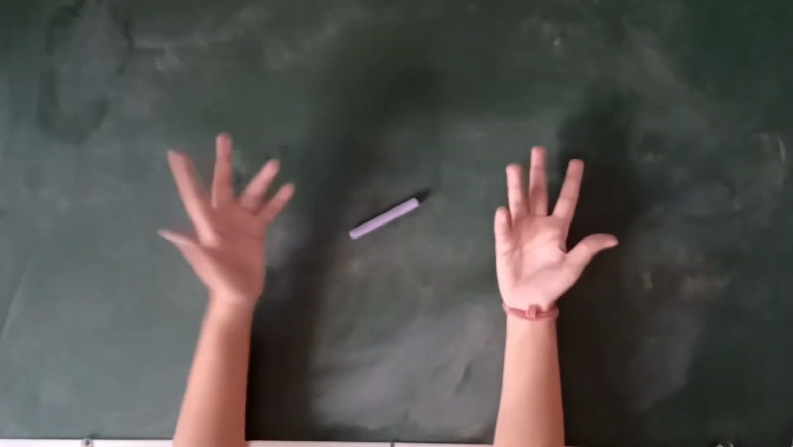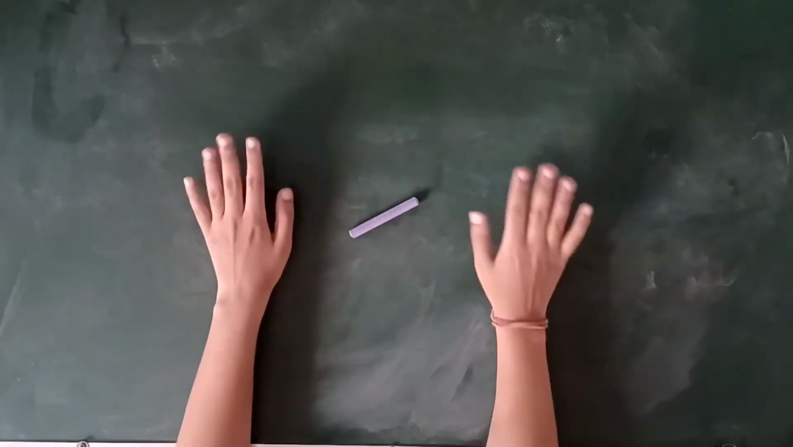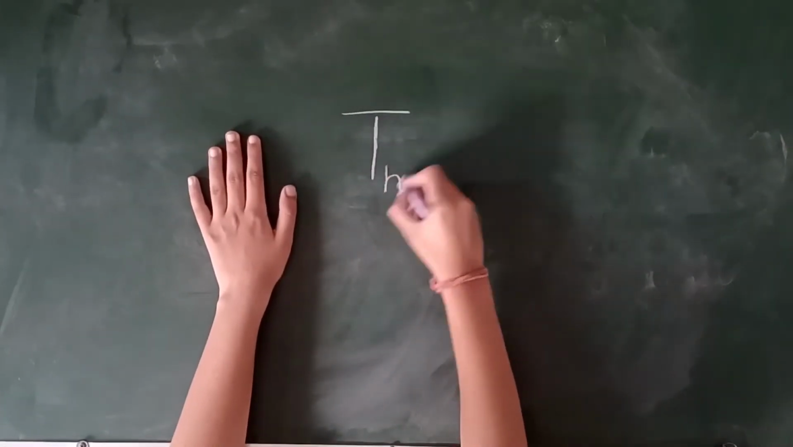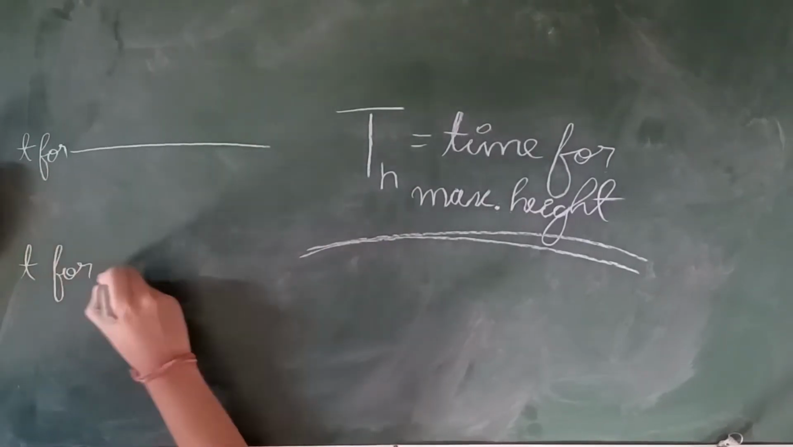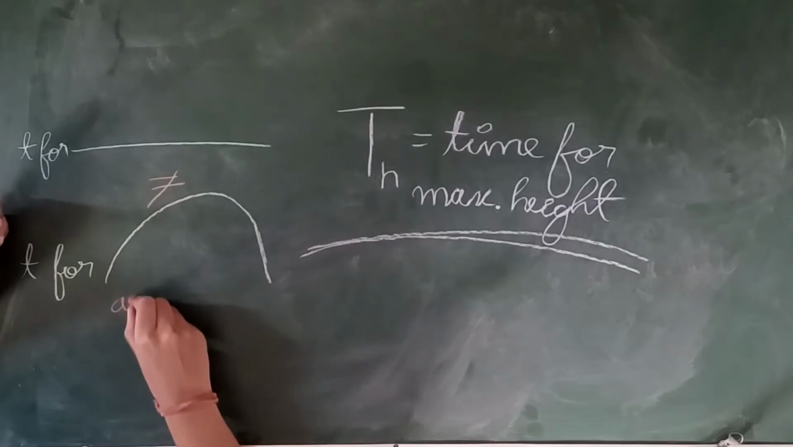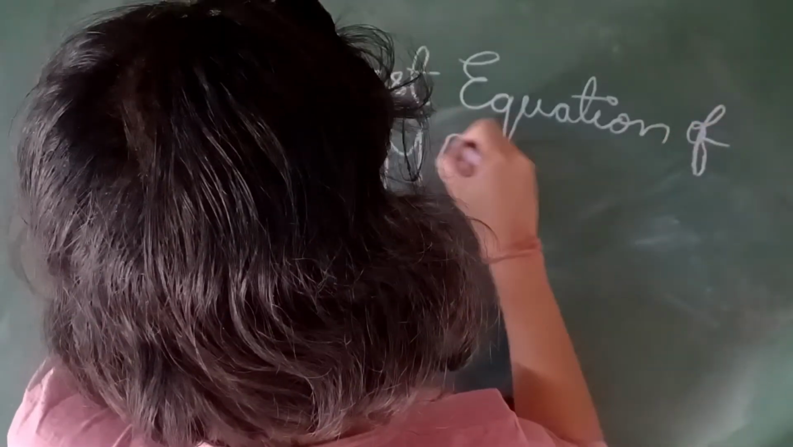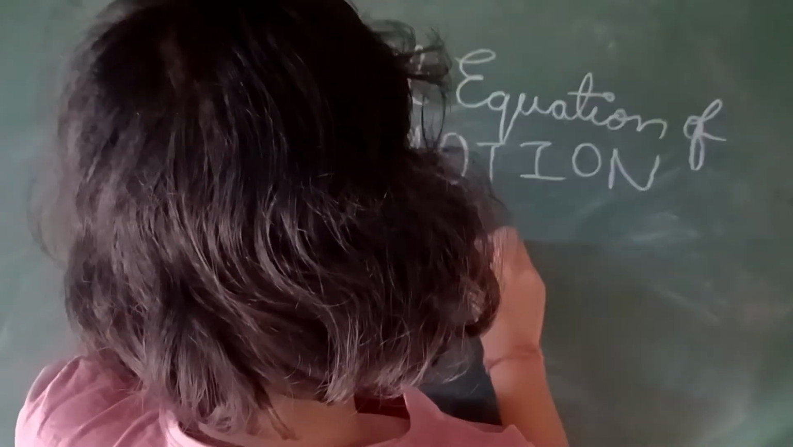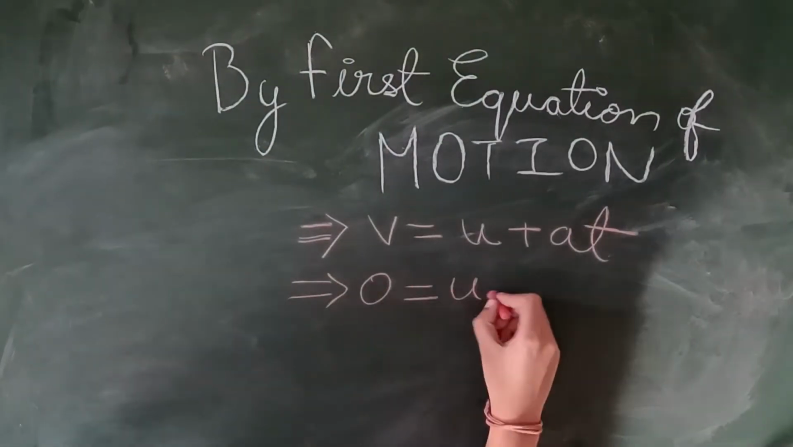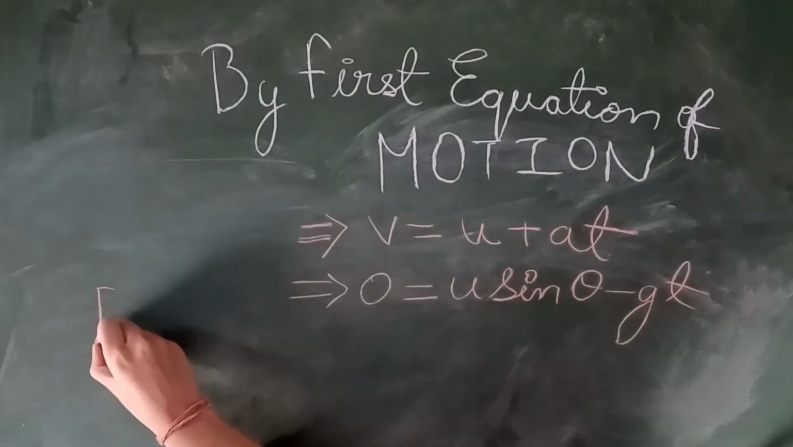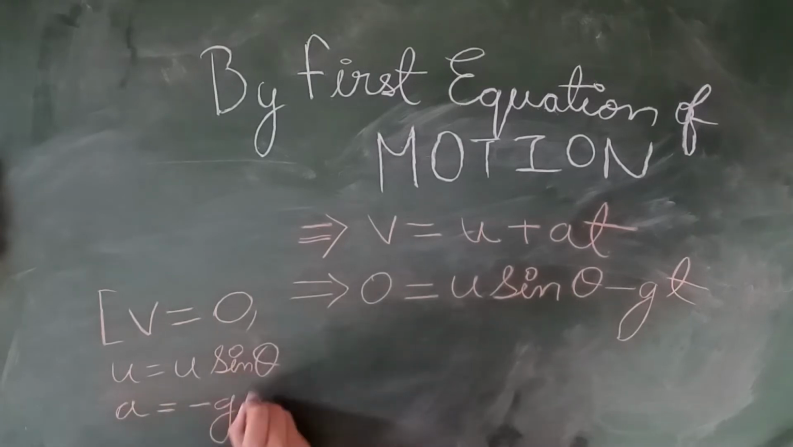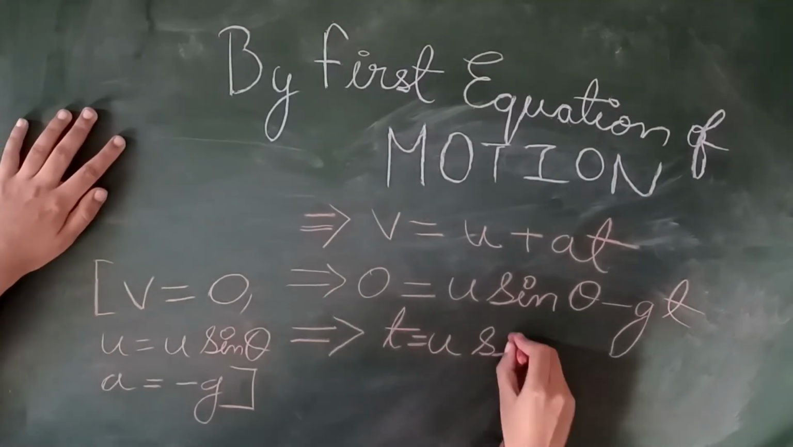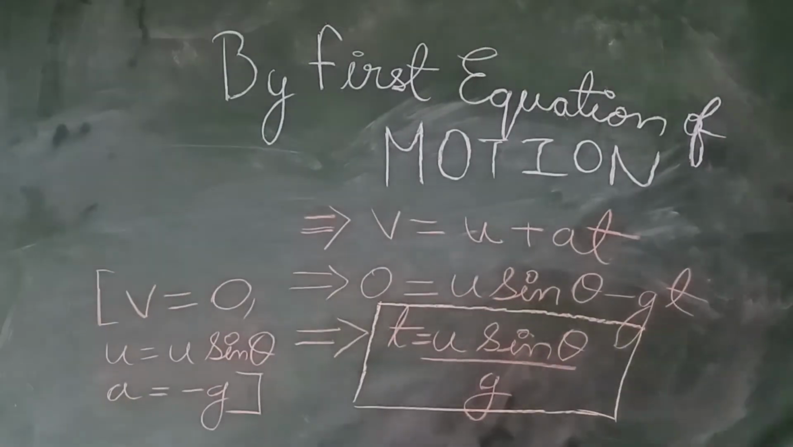Now if we are talking about vertical motion, let's find the time for maximum height achieved. Please keep in mind that the time for the same height in a straight line is different from the curved path of the projectile motion. By using the first equation of motion, v is equal to u plus at, 0 is equal to u sine theta minus gt. Here v is equal to 0 because the velocity at the top is always 0. u is equal to u sine theta and a is equal to minus g. So t is equal to u sine theta divided by g.